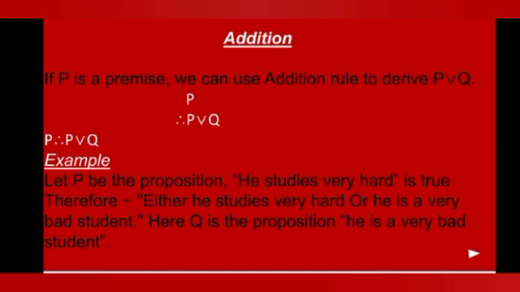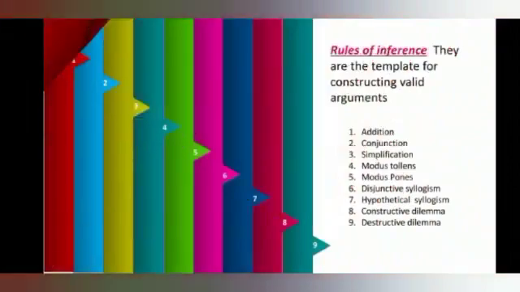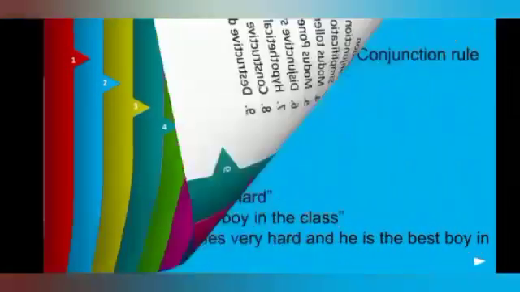For example, P is a proposition: he studies very hard is true. Therefore, either he studies very hard or he is a very bad student. Here Q is the proposition, he is a very bad student.